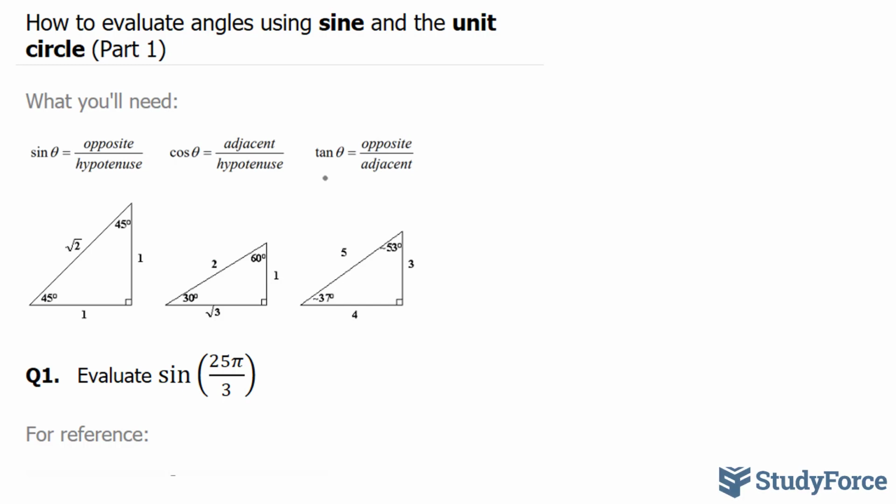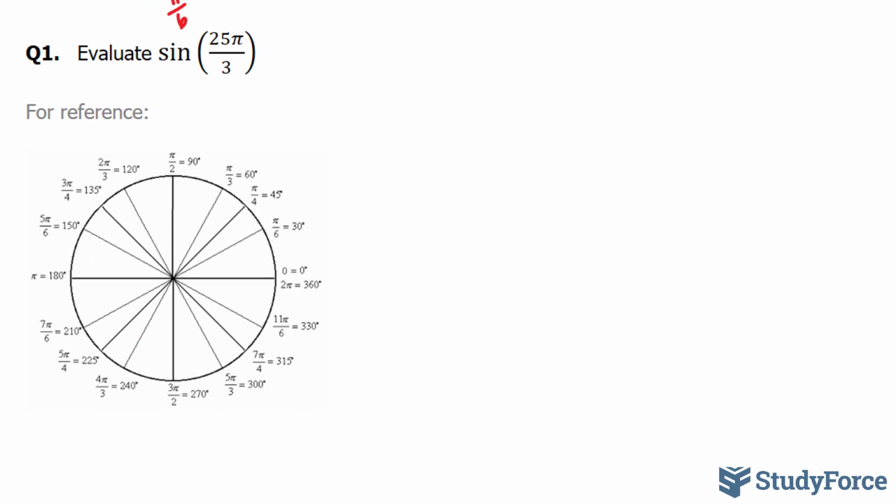And you also need to know two special triangles, namely the one that you see here and this one, and of course the radian version of these triangles. For example, 60 degrees would be pi over 3, and 30 degrees would be pi over 6. So let's start with question number 1. In question number 1, they are asking us to evaluate sine for the angle 25 pi over 3.